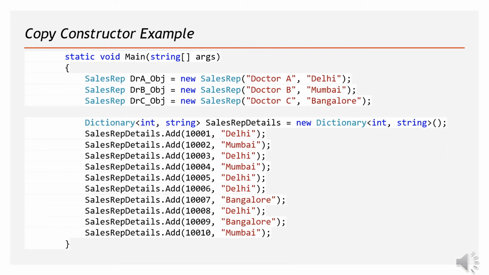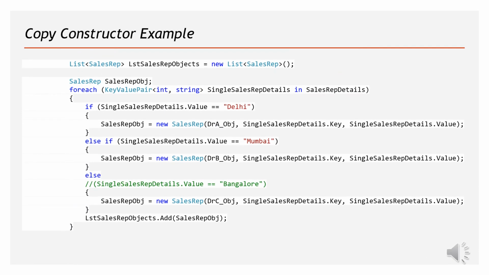Additionally, we are creating one dictionary object with int and string called salesRepDetails, and we are randomly adding the rep ID with the current location for the representative. As a next step, we are proceeding to create a list of SalesRep objects, and we are iterating through the salesRepDetails dictionary that we created earlier. While checking, if the sales rep is available in Delhi, then we proceed to create an object by passing the DrA_object.